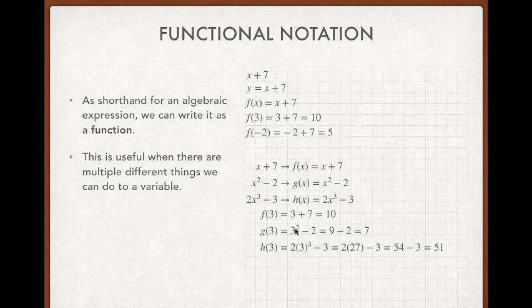h of 3 means to take this function, h of x, and apply it. 2 times 3 cubed minus 3. So first we cube the 3 and get 27. Then we multiply by 2, get 54. Subtract 3, we end up with 51.